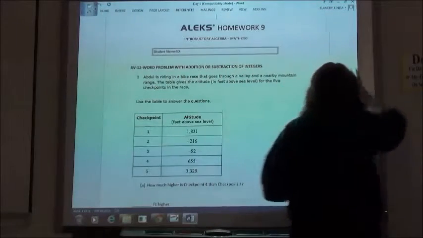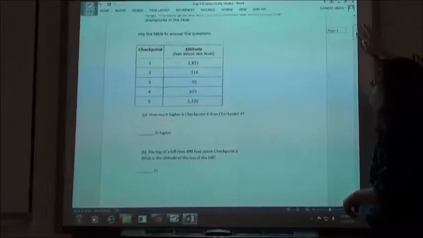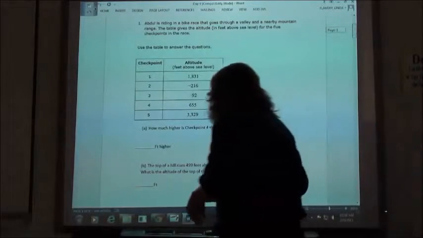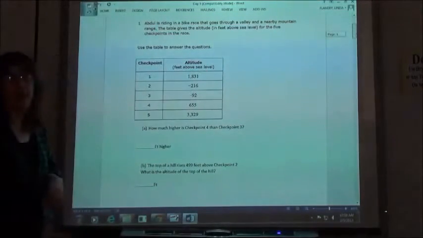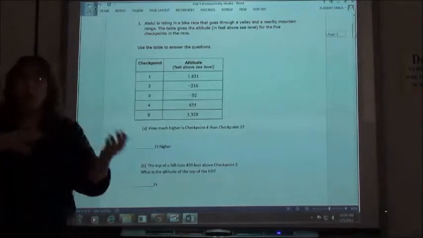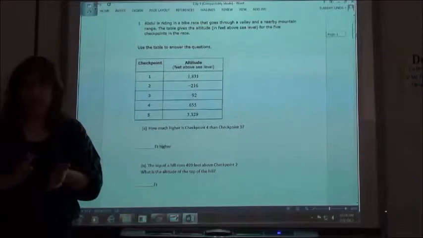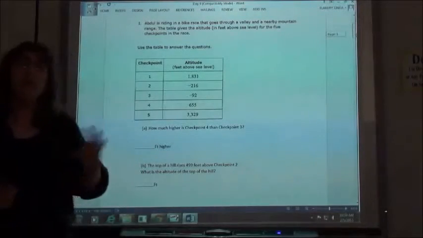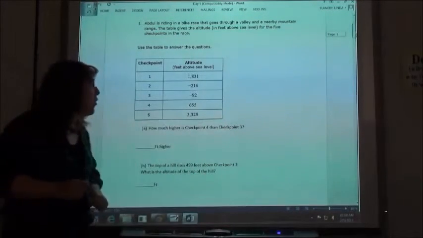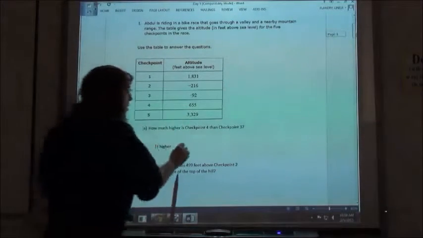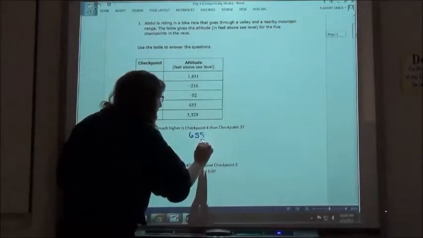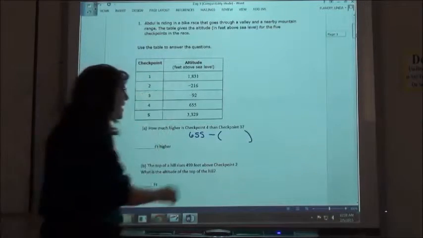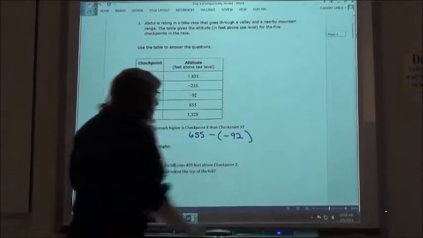I'm going to move this up so we can see what the questions are. So, how much higher is checkpoint 4 than checkpoint 3? When you're finding higher or lower, you're finding the difference between the two values. Difference means you're going to subtract the two values, in the order of the question. So, checkpoint 4 is 655. I'm going to subtract whatever checkpoint 3 is. So, checkpoint 3 is a negative 92.